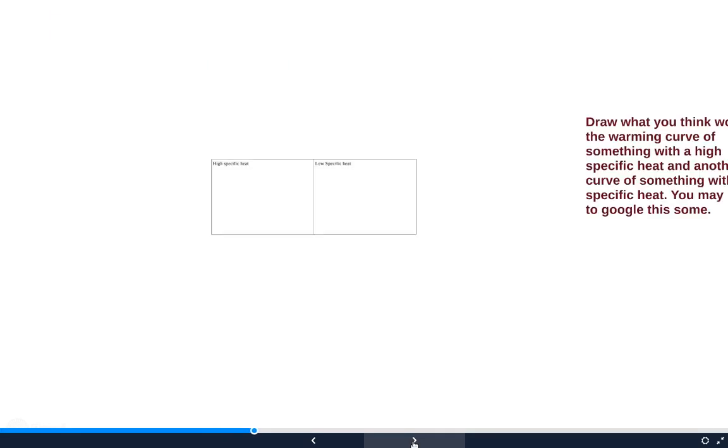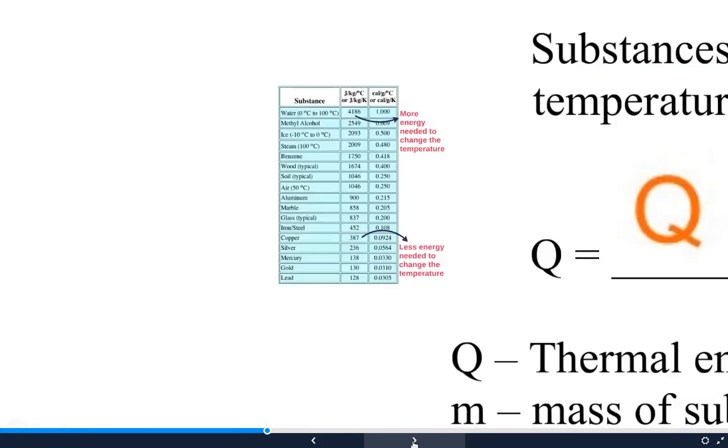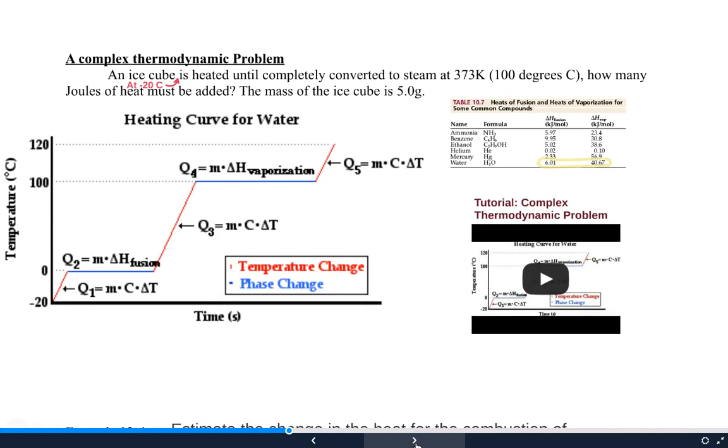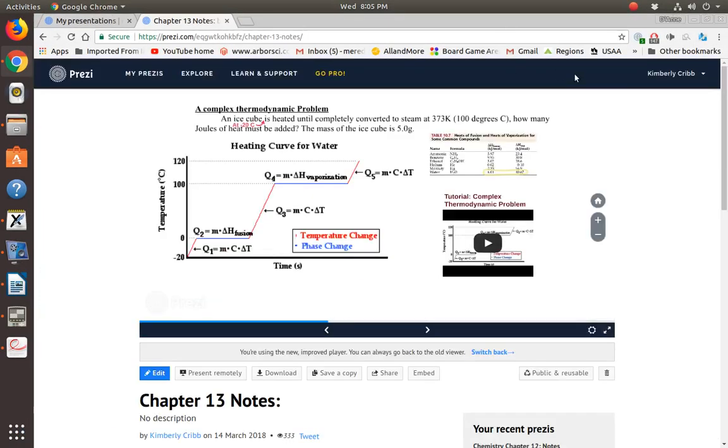All right, we did all this, and I think that we are finished looking at all the different aspects of our notes. Notice I wanted to show you this too. We're going to get to a complex thermodynamic problem, and there's going to be a tutorial right there, so you'll be able to access it. Okay, that's the end of this first video for chapter 13.